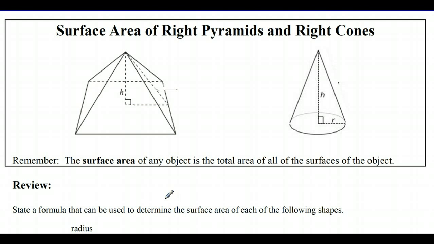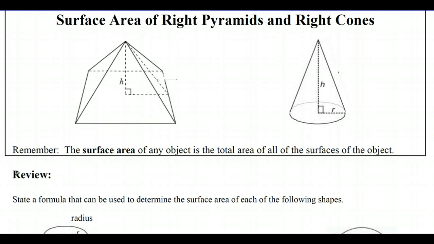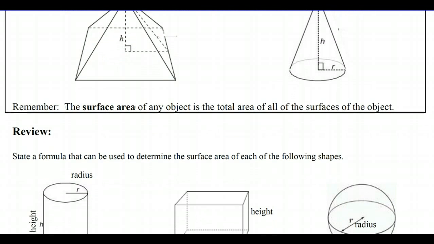Surface area of right pyramids and right cones. We've done volume, now surface area. Remember, the surface area of any object is the total area of all the surfaces of the object. And yes, I sometimes call it the exposed surfaces, and we will get into a definition in just a moment that deals with that.